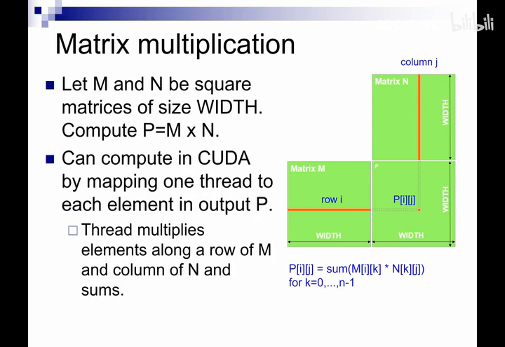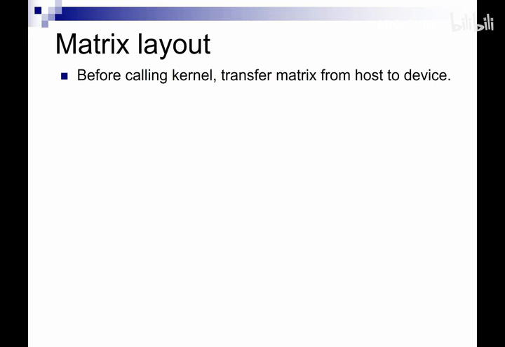The way we're going to do this is that for every output value, our output is going to be P, for every one of these values, we're going to assign a thread. So if this width by width is 8 by 8, we're going to have 64 threads. Each thread is responsible for computing just that particular value. What it needs to do is take a row from the M matrix and a column from the N matrix and do the dot product. We're going to do all of these computations in parallel. We have width by width computations in parallel.